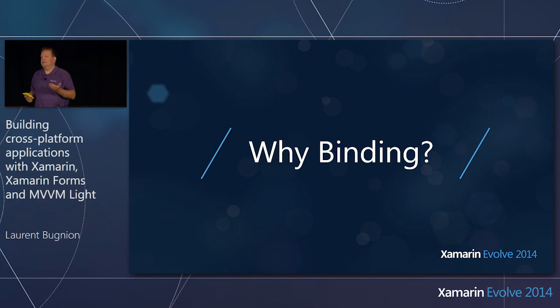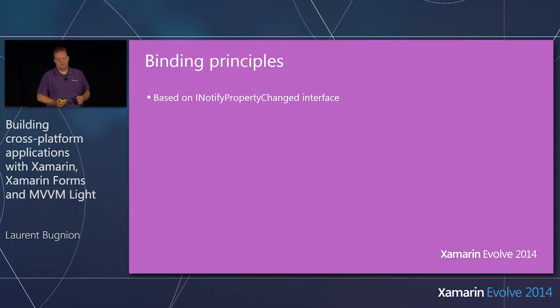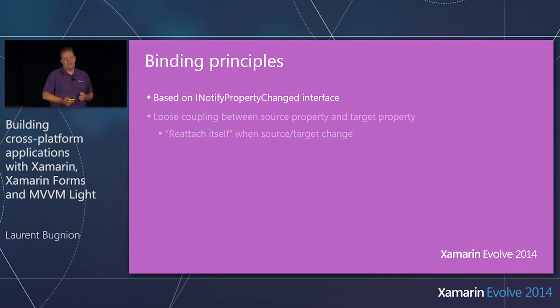So why now, after understanding why MVVM, why data binding? Okay, and again, this is optional. You can do MVVM in Android and iOS in your code behind without having to use data binding. There is a nice feature. So first, data binding is based on the INotifyPropertyChanged interface. So your objects have to implement this interface. And then you raise a property changed event when an observable property changes. And this is a loose coupling between the source property and the target property.